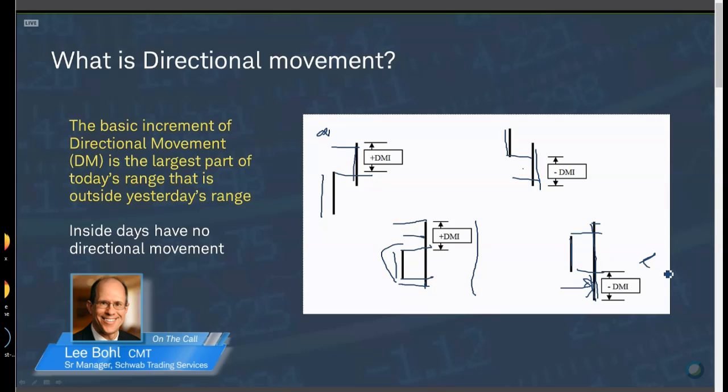That begs the question, of course, how about inside days? And inside days is where that is yesterday's range. This is today's range. In other words, all of today's range is inside yesterday's range, hence the name inside day. They do not have directional movement at all.